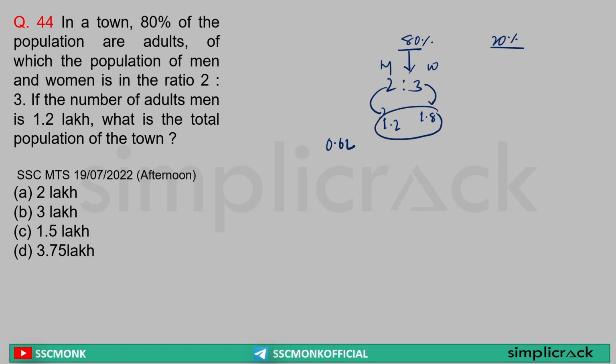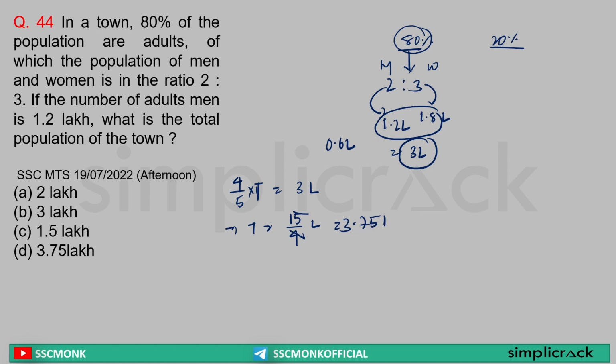So that means the total population of men and women is equal to 1.2 lakh plus 1.8 lakh, that is equal to 3 lakh. Now this 3 lakh is what? This 3 lakh is, sir, 80% of the total population. That means 4 by 5 of total population is equal to 3 lakh. Sir, total population will be 3 into 5, that is 15 by 4 lakh, or I can say 4 3s are 12. So 3 here, 4 7s are 28, 2 here, 4 5s are 20. So 3.75 lakh is what? Total population. Simple as it is.